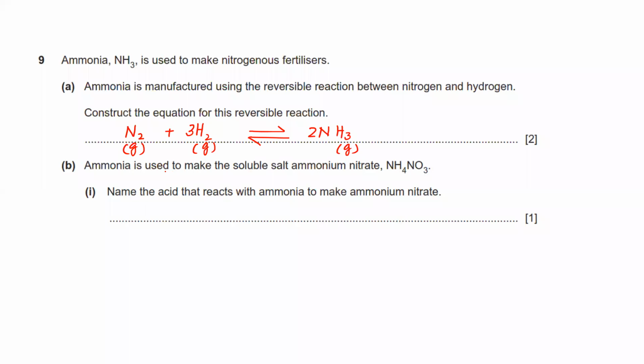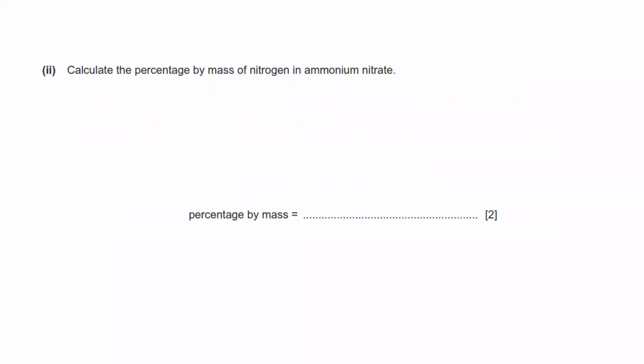Then part B says ammonia is used to make the soluble salt ammonium nitrate. Remember, all nitrates are soluble. Name the acid that reacts with ammonia to make ammonium nitrate. Simple, nitric acid, or HNO3, is the simple acid that will react to produce ammonium nitrate.